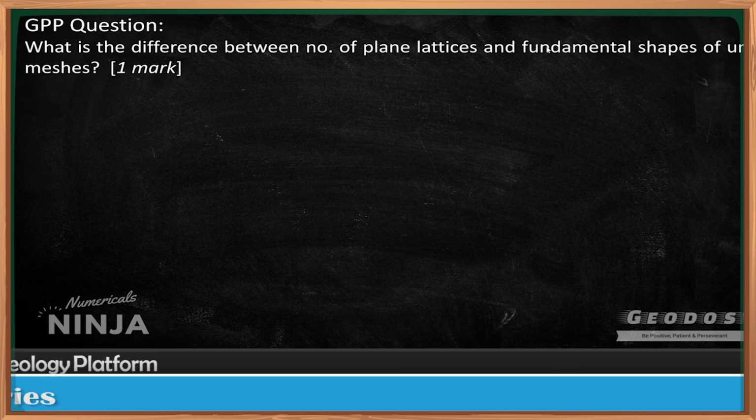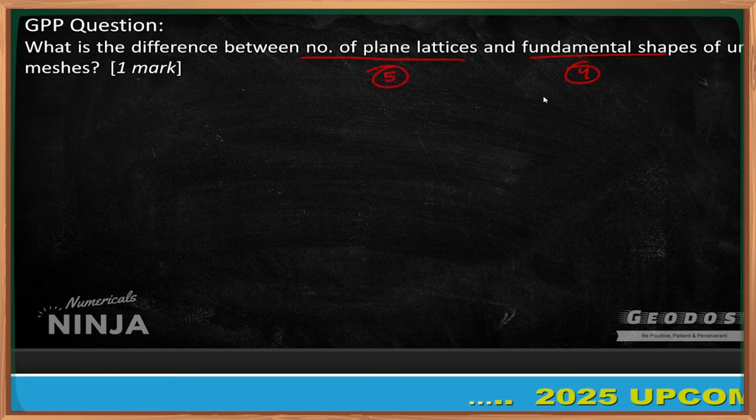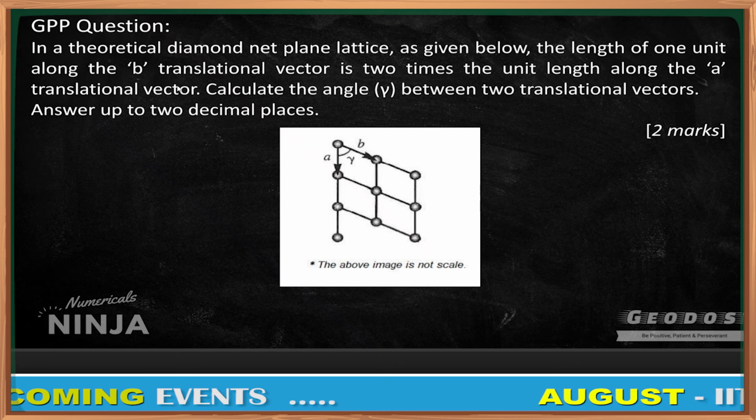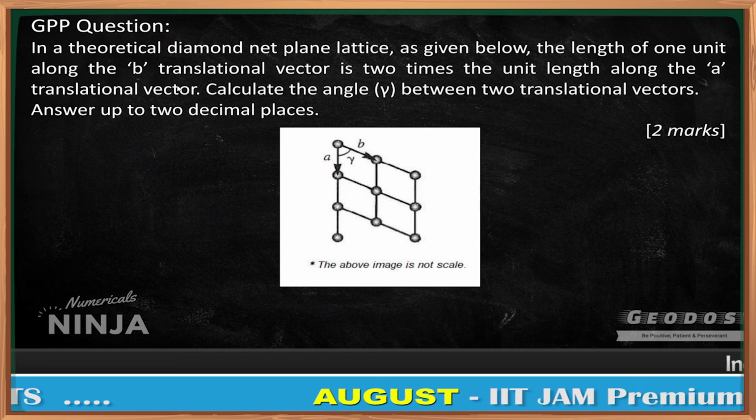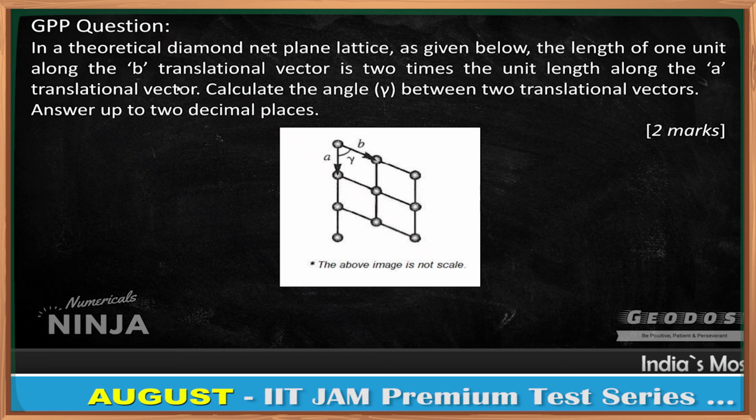So what is the difference between the number of plane lattices and fundamental shapes of unit meshes? Number of plane lattices कितना है, 5, and what are the different types of fundamental shapes? That will be 4. Then what will be the difference? Now this part just read carefully and just try to let me know.